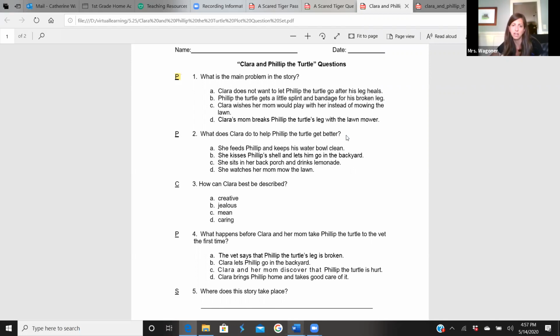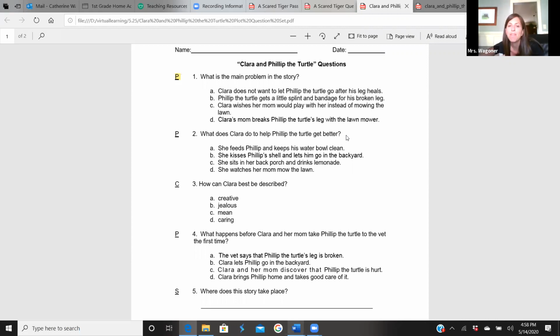Or D, caring. Number 4, what happens before Clara and her mom take Philip the turtle to the vet the first time? A, the vet says that Philip the turtle's leg is broken. B, Clara lets Philip go in the backyard. C, Clara and her mom discover that Philip the turtle is hurt. Or D, Clara brings Philip home and takes good care of him.